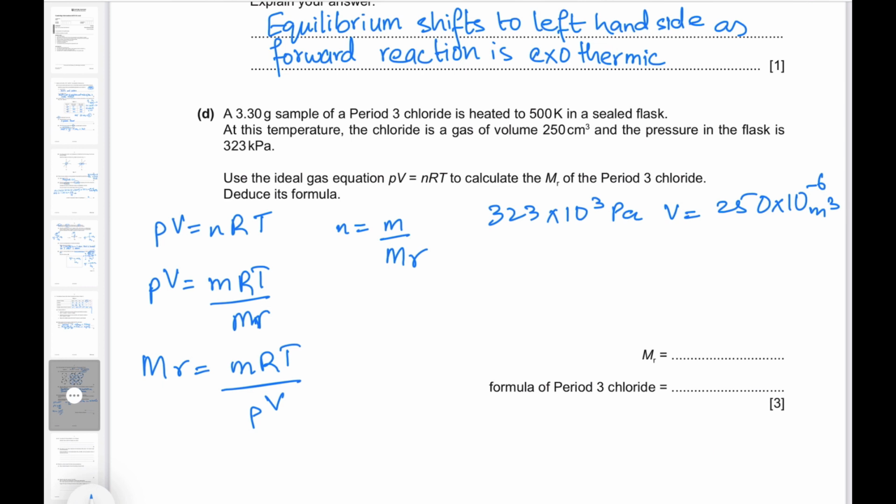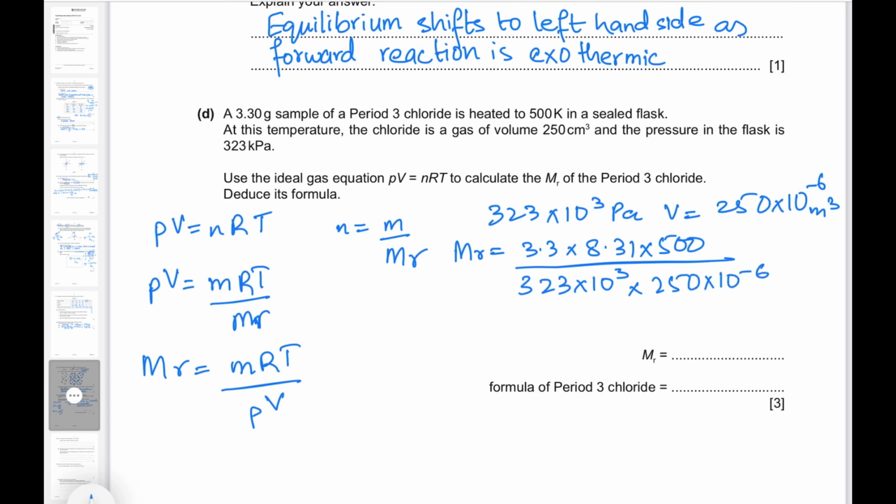Now we can plug in these values, which means mRT is equal to 3.3 multiplied by 8.31 multiplied by 500, divided by the pressure and volume, and this is equal to 170. Now you'll look at the molecular mass of all of the period 3 chlorides, and you'd find that the molecular mass of silicon chloride is 170.1. So that means this chloride is silicon chloride.